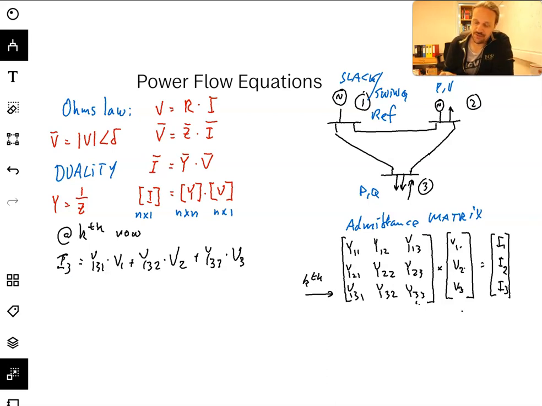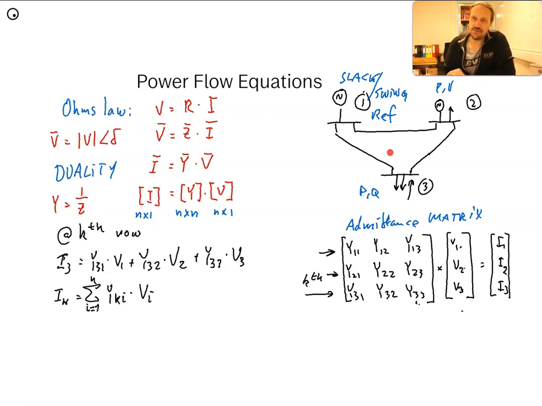If I want to generalize it, because eventually I want to look at the second row and the first row and look at it all together, that means that if I have Ik, I can just generalize and say that this is the sum of i from 1 to n, Yki times Vi.